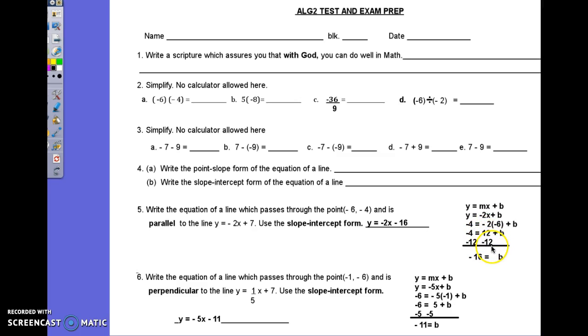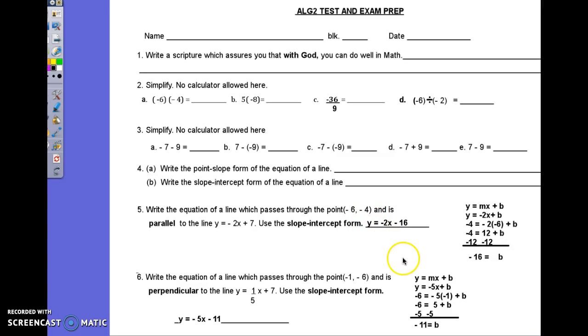Positive 12 minus 12 will be completely gone, and we'll be left with -4 minus 12. What's that? Well, two negatives give us a bigger negative, right? That's -16 equals b. Now we have the b. We plug it right in here, and we rewrite this, and it becomes y equals -2x minus 16. This is the answer. Okay?